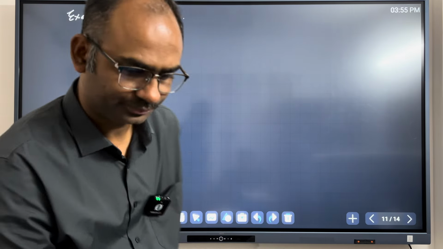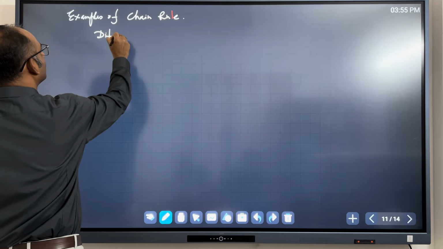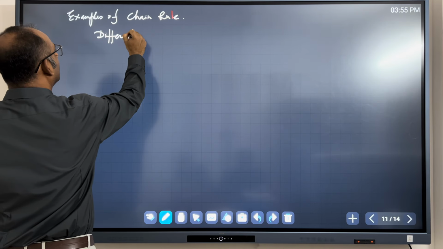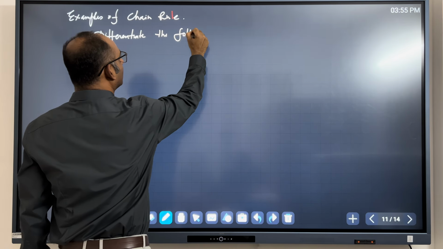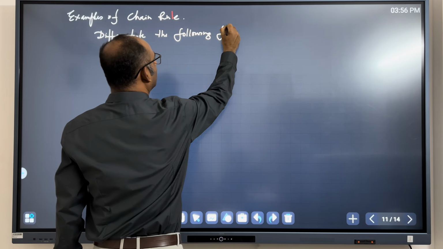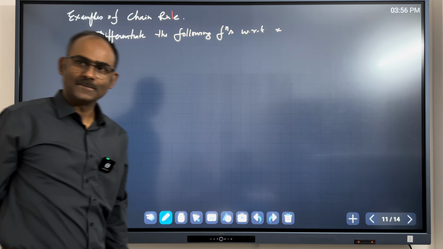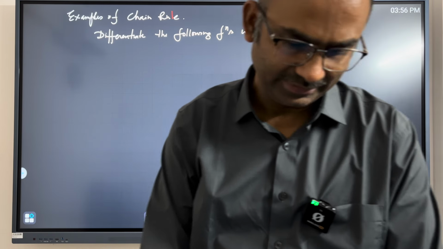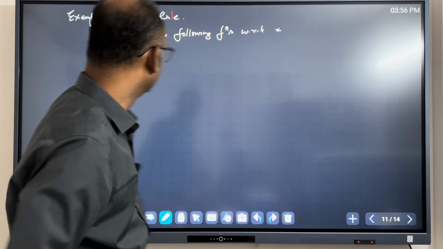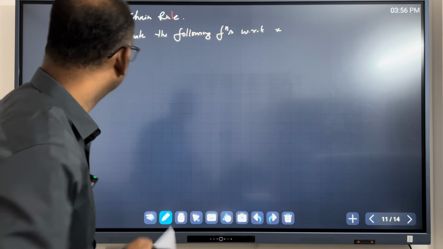So, differentiate the following functions with respect to x. Okay? So I'll give you and you do it parallelly and let's see whether our results agree. So I've written down a few here.